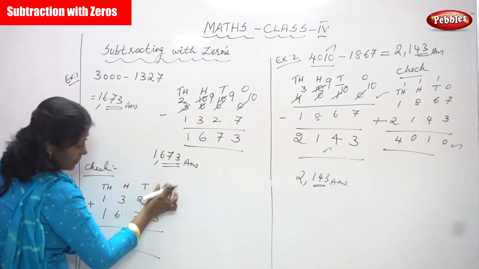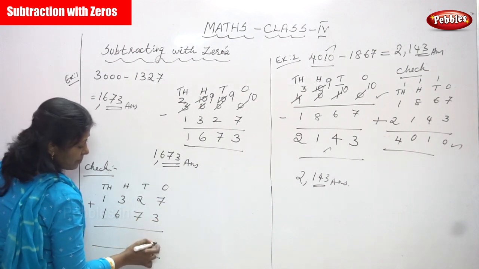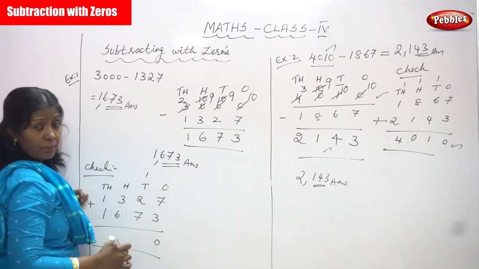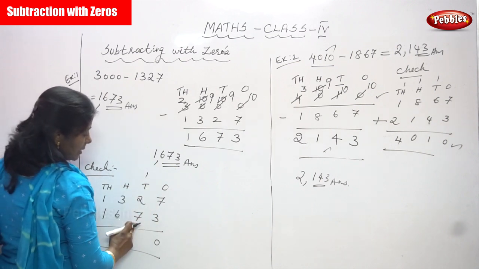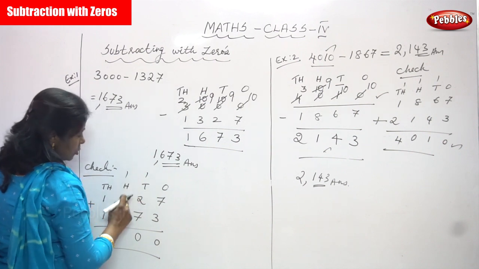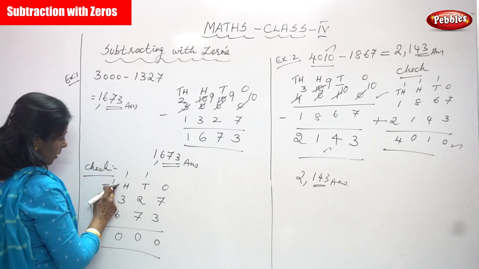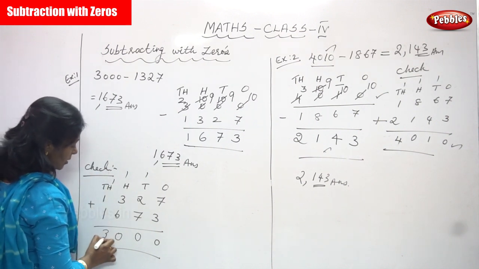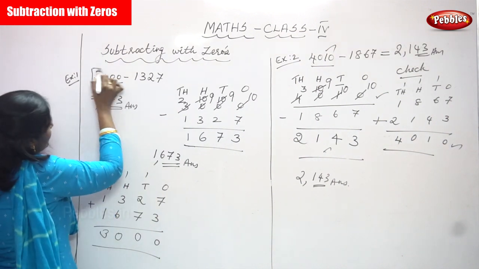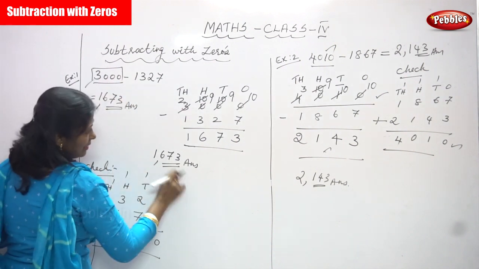7 plus 3, in the ones place you have to concentrate. 7 plus 3, 10, so 0. Carry over goes to the top. And 2 plus 1, 3. 3 plus 7, 10 again, 0. Carry over goes to the top. 3 plus 1, 4. 4 plus 6, 10, 0. Carry over goes to the top. So 1 plus 1, 2. 2 plus 1, 3. So anyhow, the question is coming 3000. So whatever answer you find, this answer is correct.